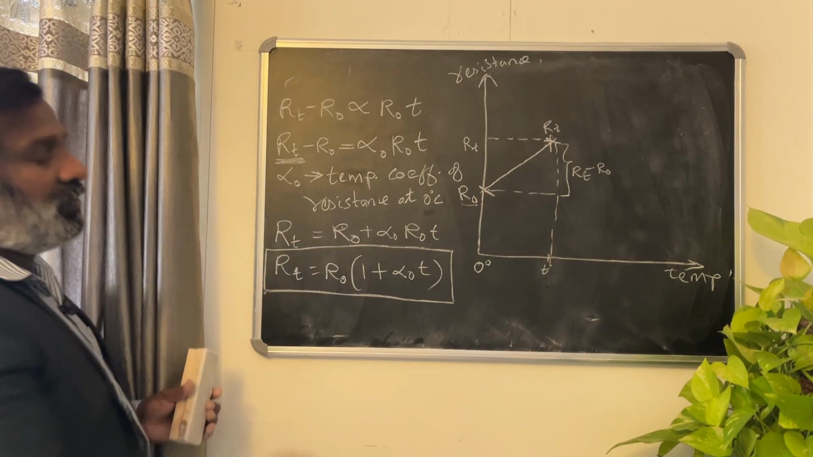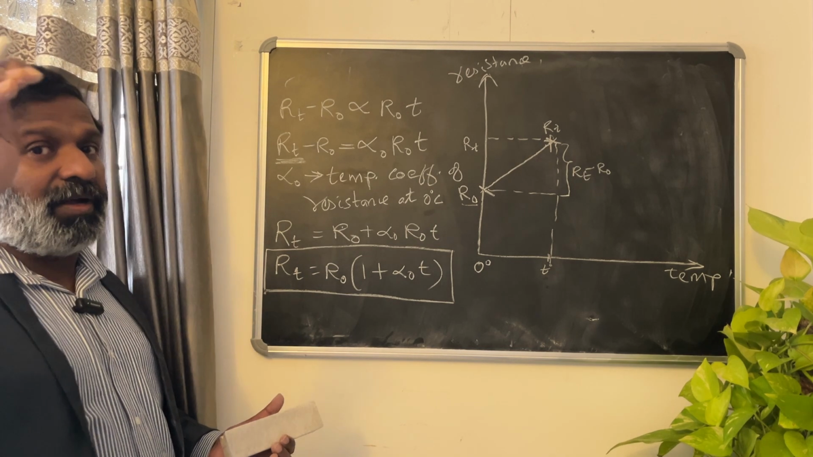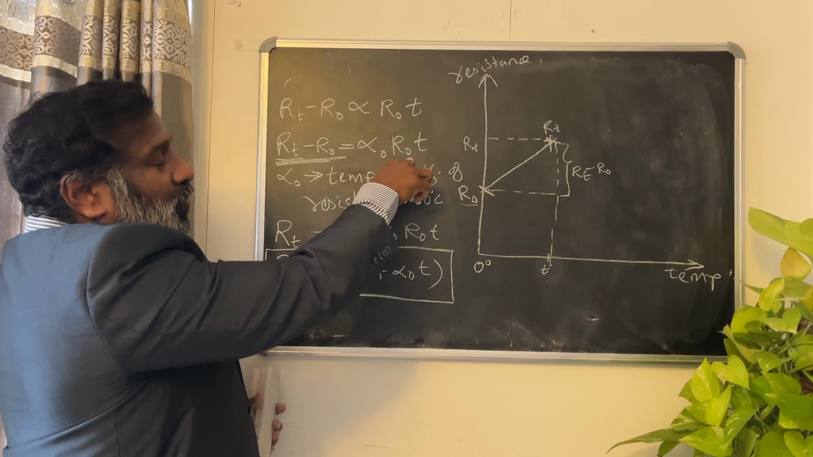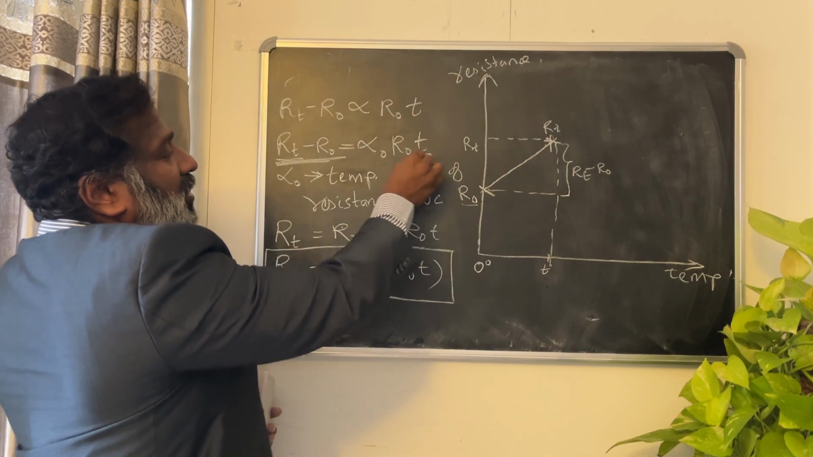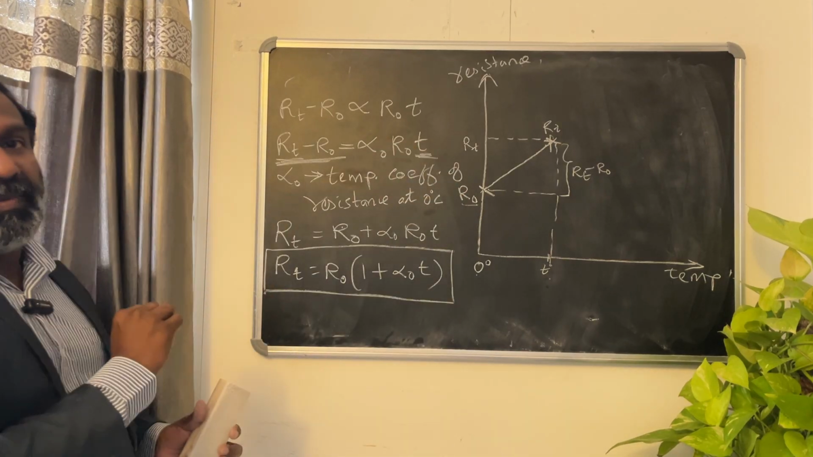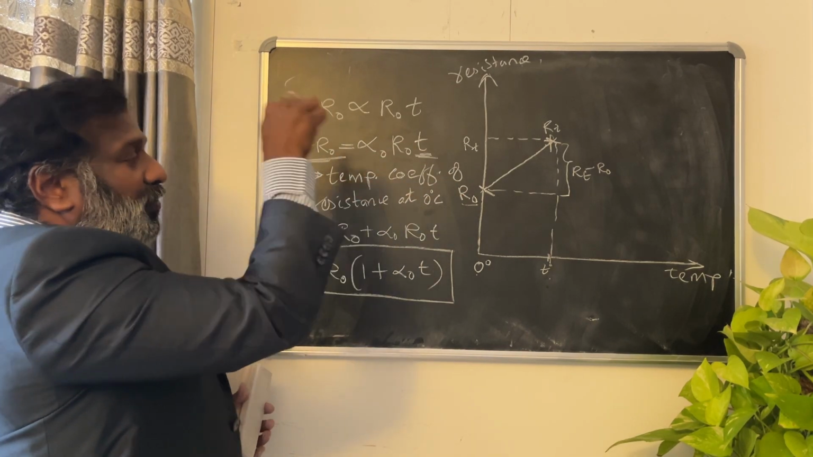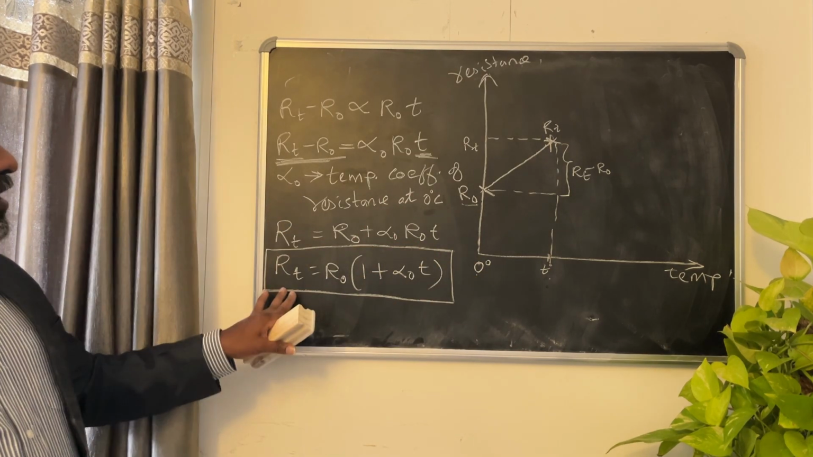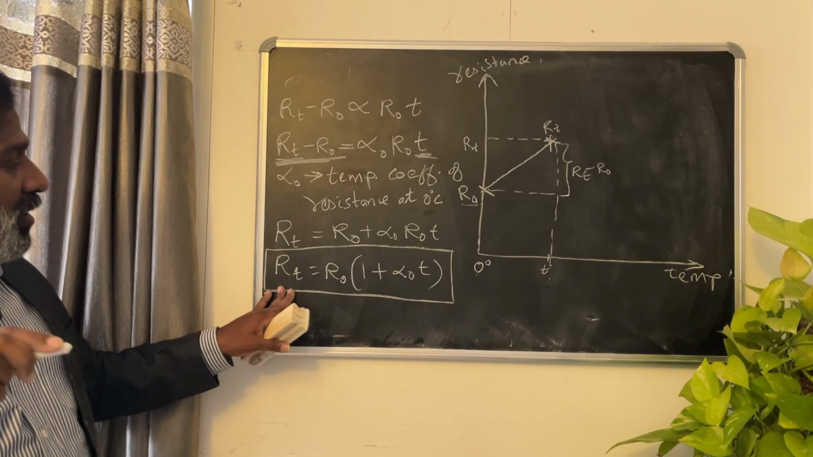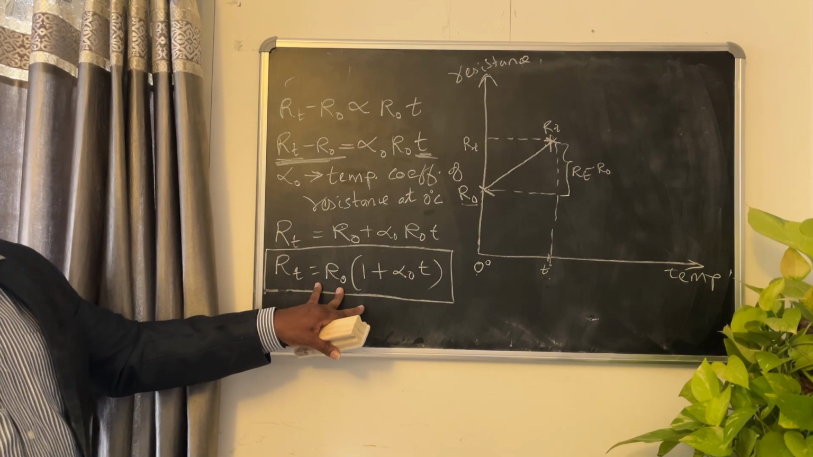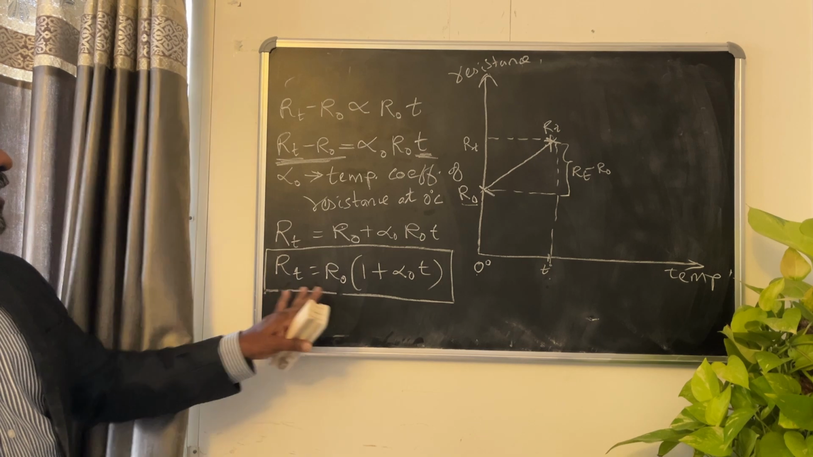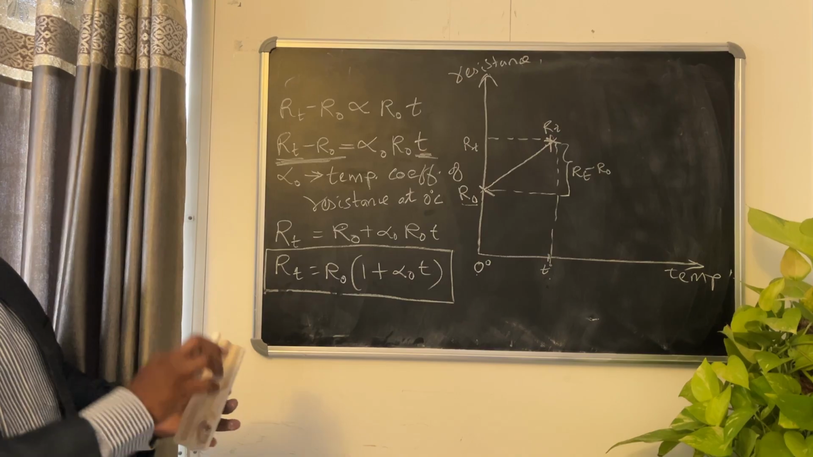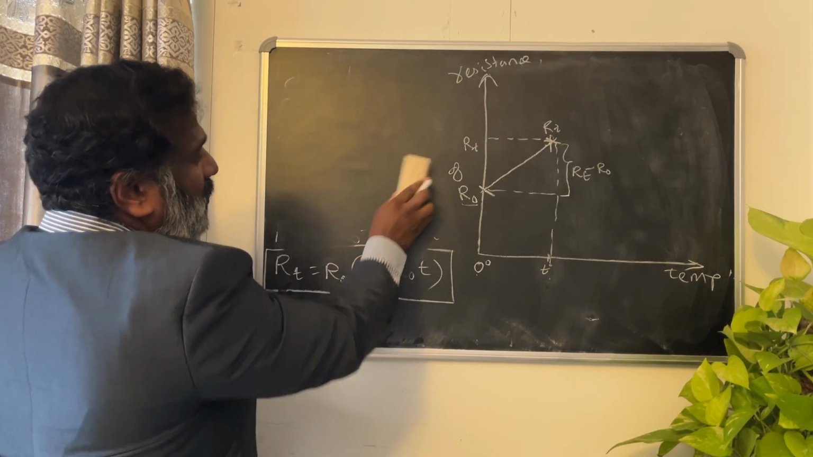So record this in your memory. The increase in resistance is directly proportional to initial value of resistance and increase in temperature. In this case T minus 0, so T. And the proportionality constant is temperature coefficient of resistance at initial temperature. Here initial temperature is 0, so alpha 0. So we can find the resistance at any temperature T, knowing the initial resistance at 0 degree, using this formula: RT equal to R0 into 1 plus alpha 0 into T. Understood?